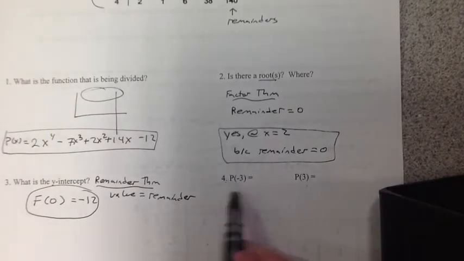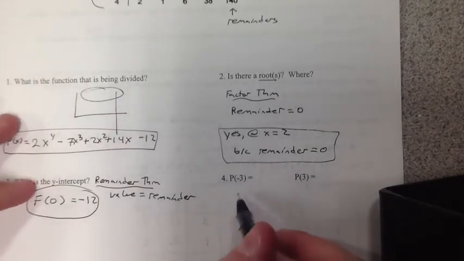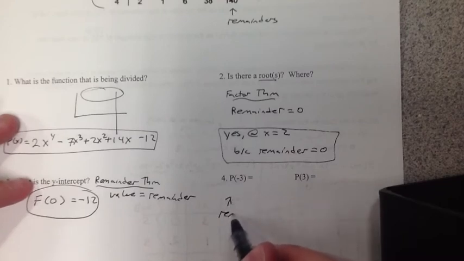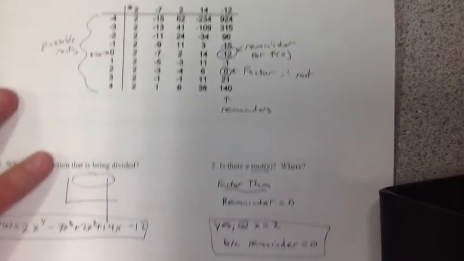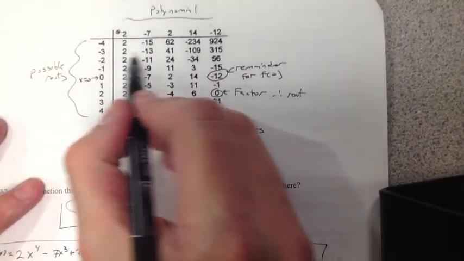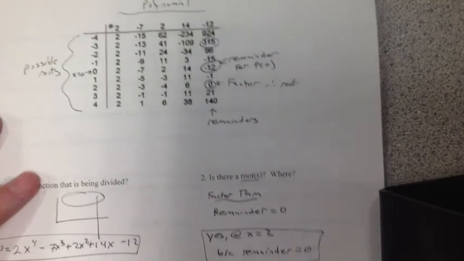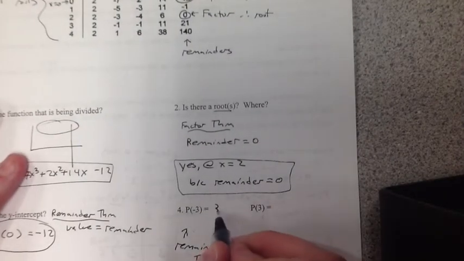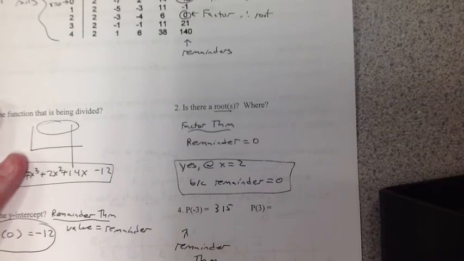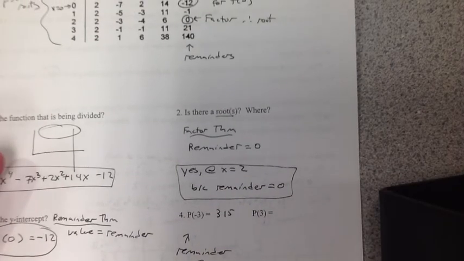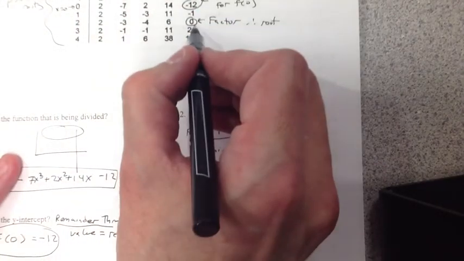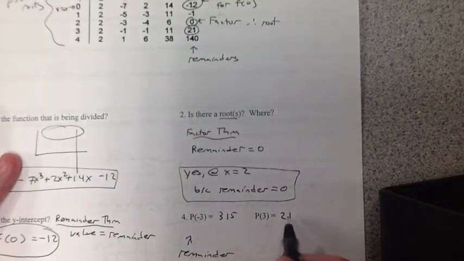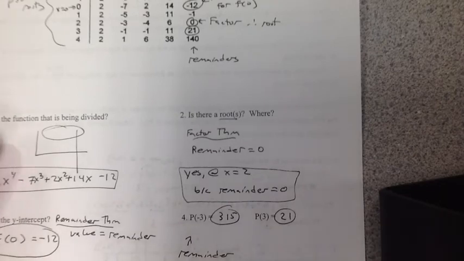Now, number 4 is the exact same type of problem. We are using our remainder theorem. So for the first one, if I want to find p of negative 3, there's negative 3. What is it equal to? 315. And that's what I'm going to put here, 315. Take a minute. Find p of 3. There it is. There's 3. What's the remainder? 21. So what's the value? 21. Very easy to do.